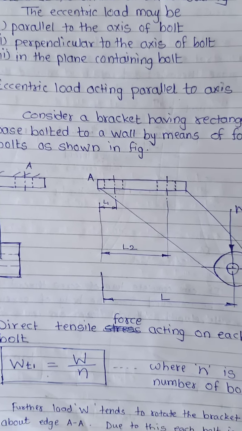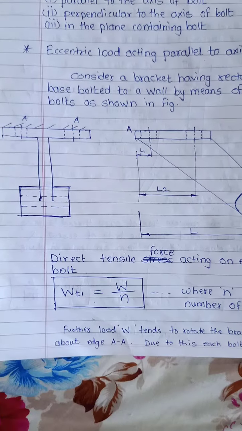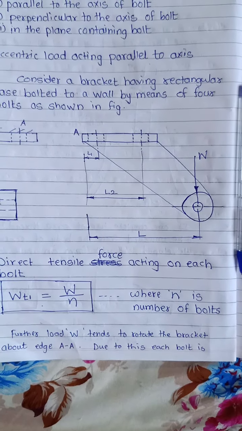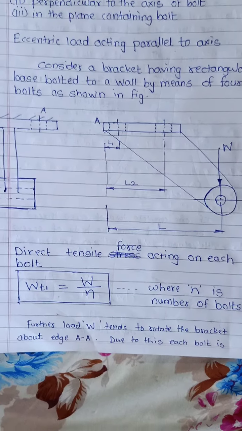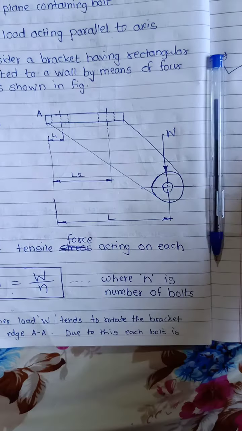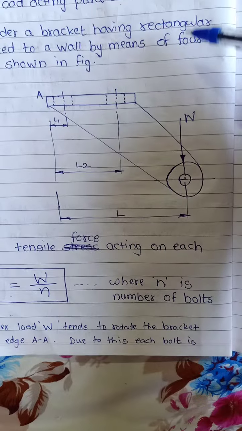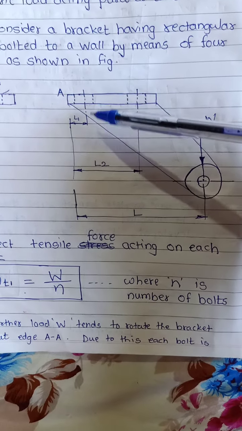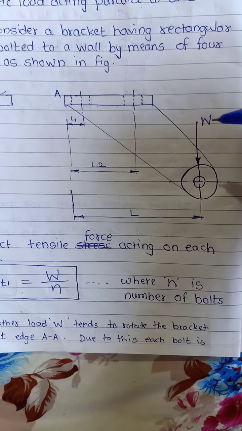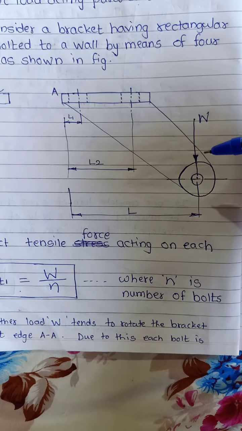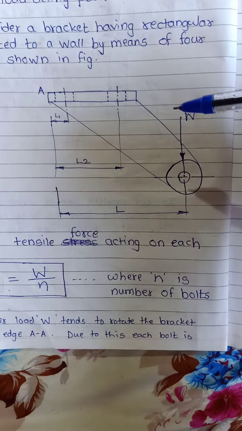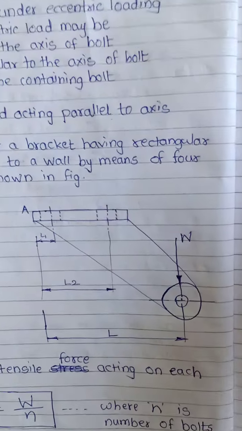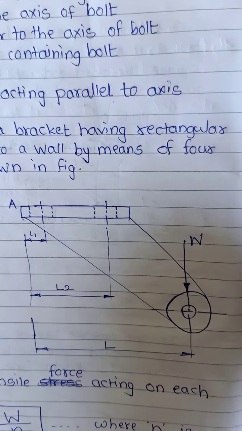So the first case is eccentric load acting parallel to the axis of bolt. As you can see in this figure, load is acting parallel to the axis of bolt. So when you have this type of loading, how do we solve the problem? Just see this figure carefully.